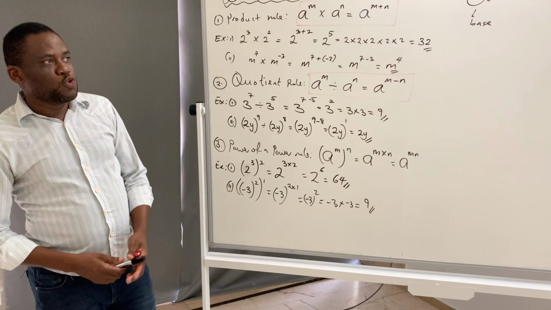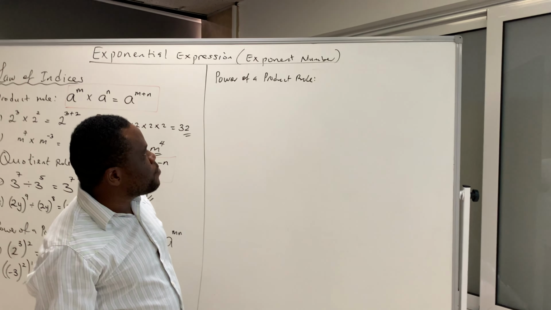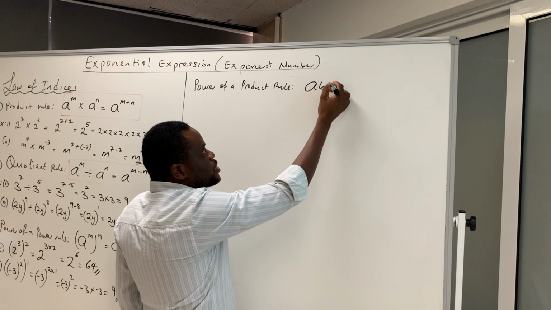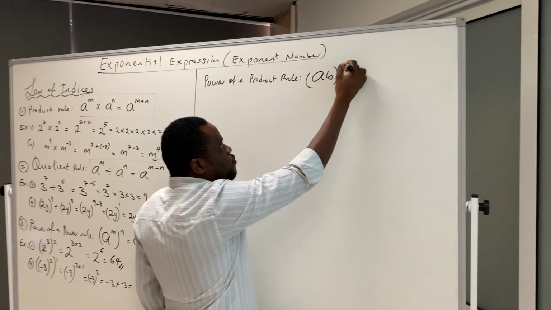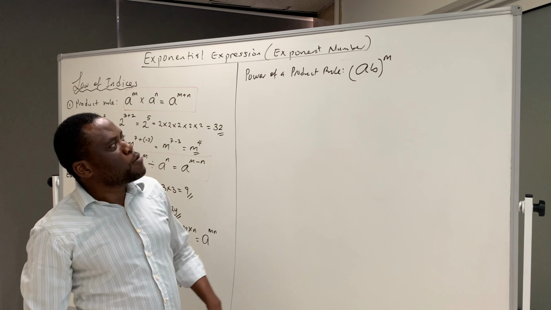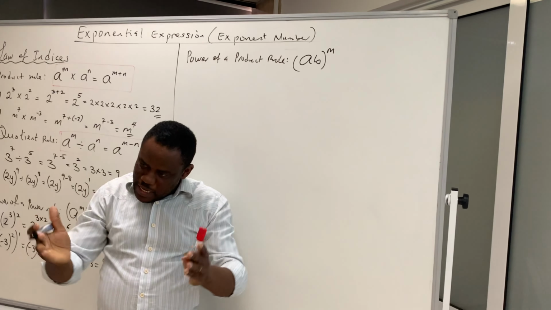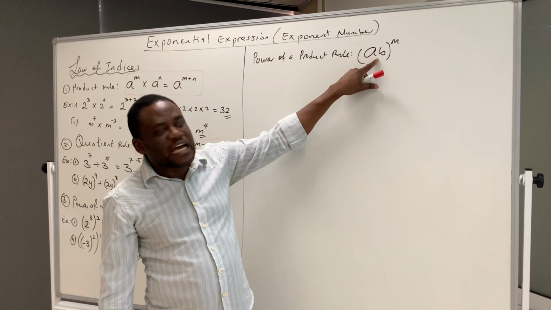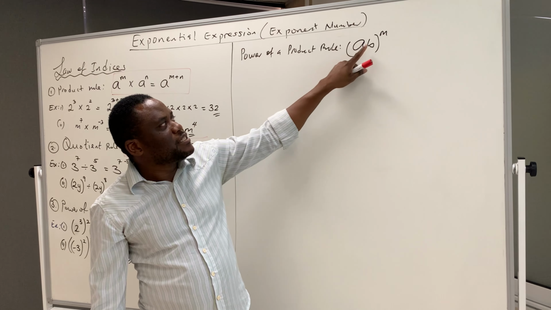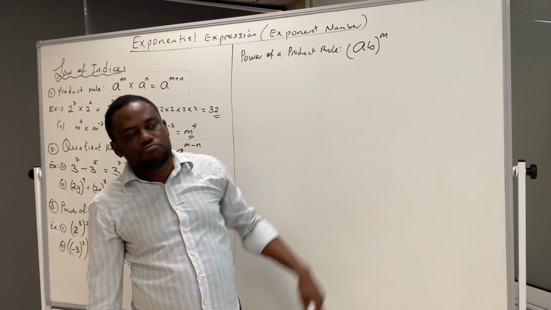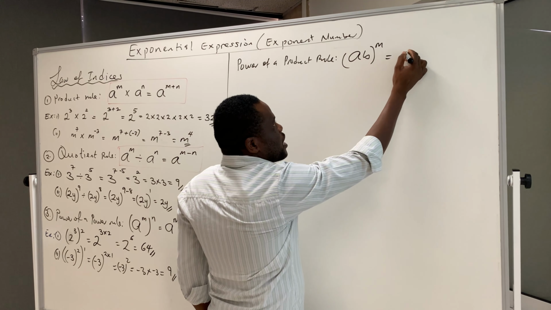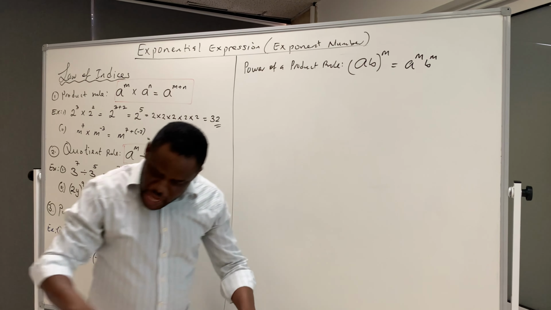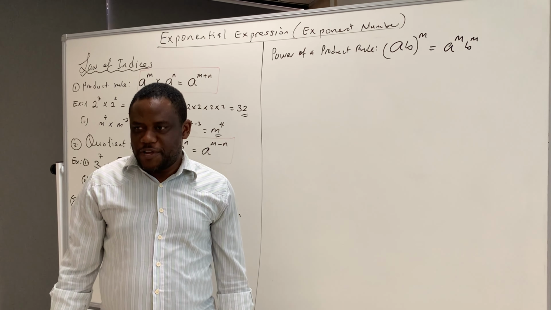Let's move to the fourth rule. Power of a product. That is, let's say we have (ab) to the power of m. Look at the parentheses. Parentheses means every number or every letter inside the bracket shares this m. So we can write this as a to the power of m times b to the power of m. They share it. This is very important.